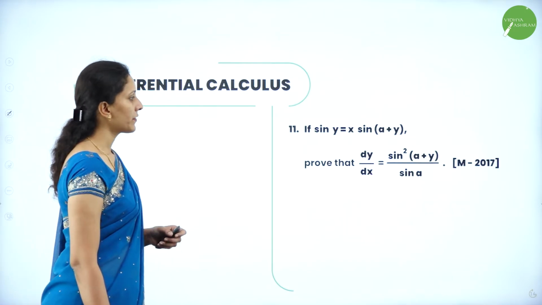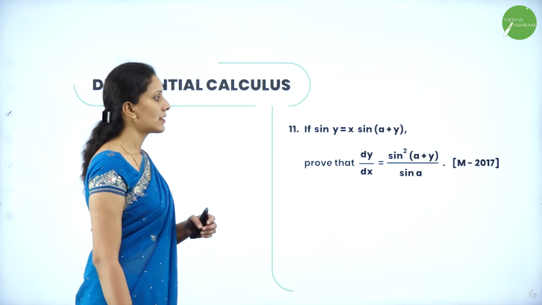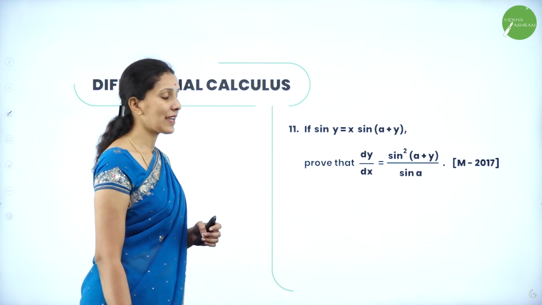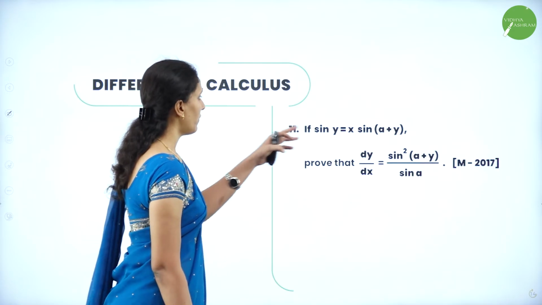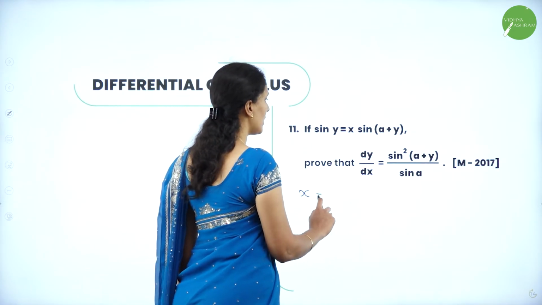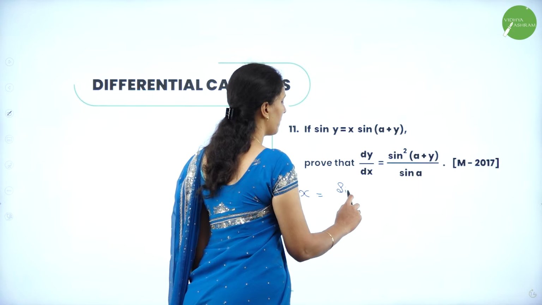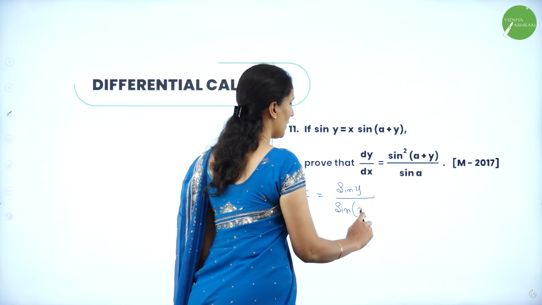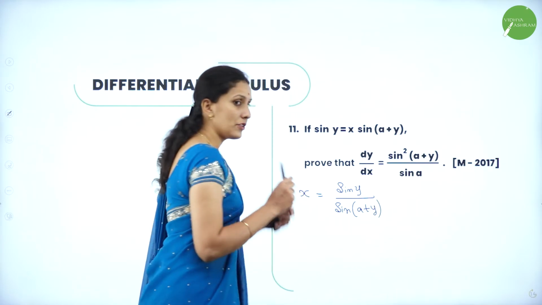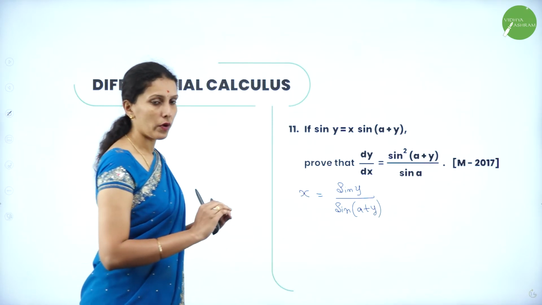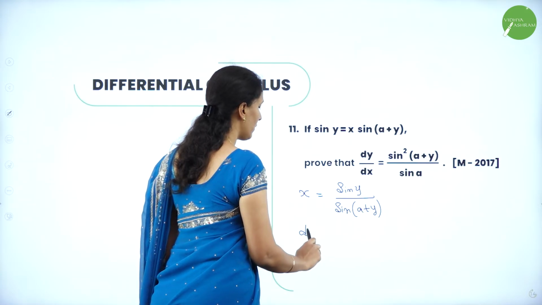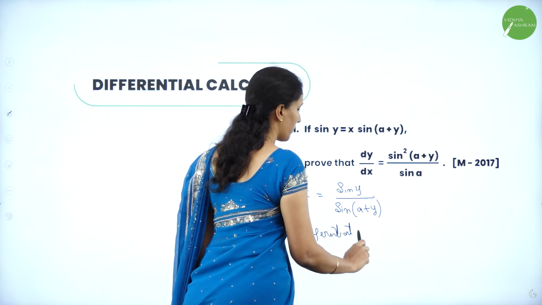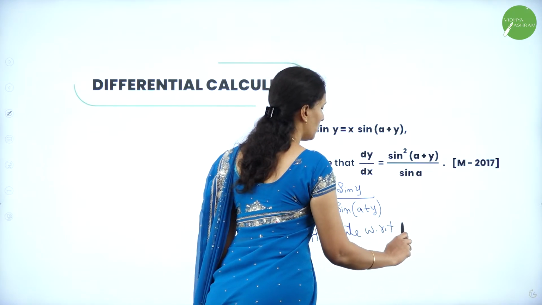Next one, if sin y is equal to x sin (a plus y), prove that dy by dx is equal to sin square (a plus y) divided by sin a. So first let us take here x is equal to sin y divided by sin (a plus y). So here instead of differentiating with respect to x, we are differentiating with respect to y.